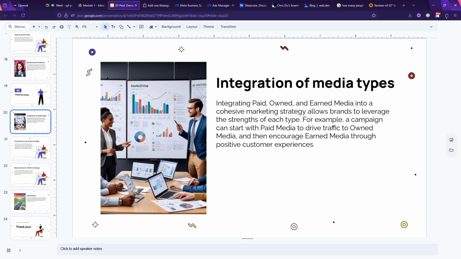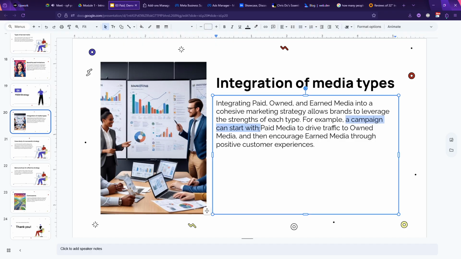So the same thing can be done for any product or services. So integrating paid, owned, and earned media into a cohesive marketing strategy allows brands to leverage the strength of each type. So a campaign can start with paid media to drive traffic to owned media and then encourage earned media through positive customer experiences. Just like in YouTube, in the end, people say like, share, comment. So it's like that.